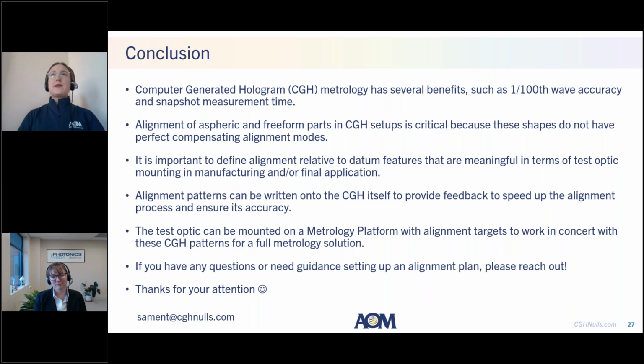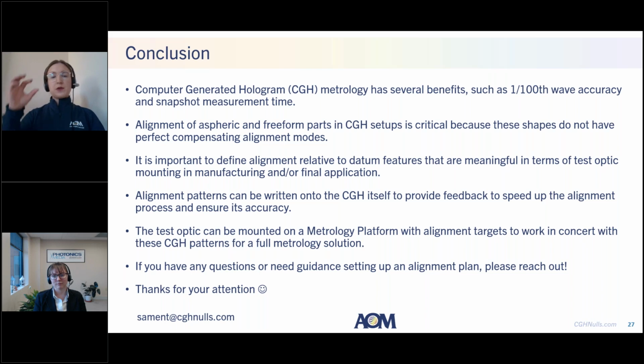It really depends on the shape of your test optic, the symmetry of your test optic, and what degrees of freedom you need to align. So if you have a rotationally symmetric asphere, for example, we really don't care so much about clocking, but we care about dx, dy, and dz. And for this, you would need 3 different patterns.